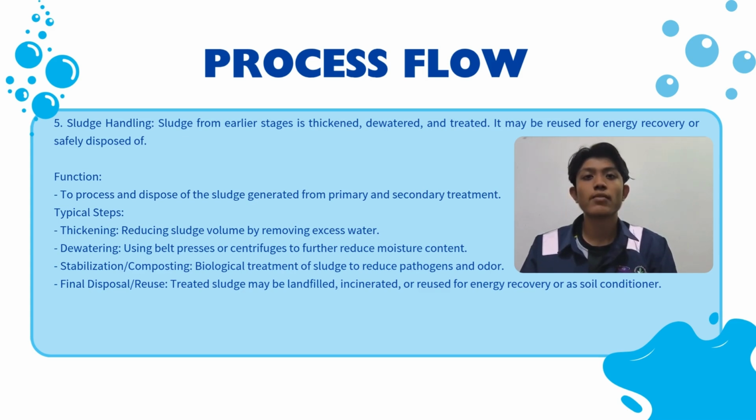Typical steps: first, thickening, reducing sludge volume by removing excess water. Next, dewatering, using a belt press or centrifuge to further reduce moisture content. Next, stabilization or composting, biological treatment of sludge to reduce pathogens and odor. Final step, final disposal or reuse. Treated sludge may be landfilled, incinerated or reused for energy recovery or as a soil conditioner.